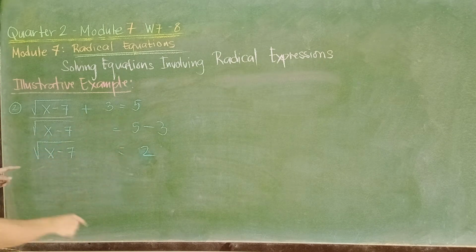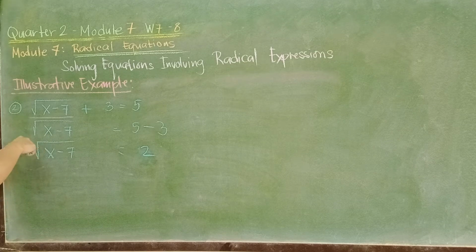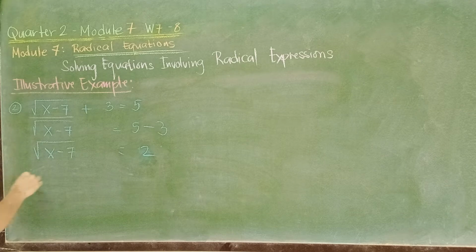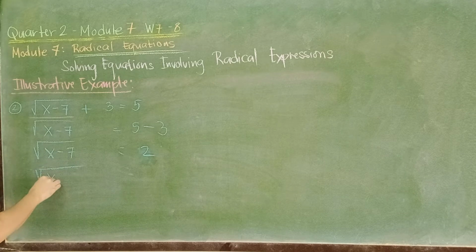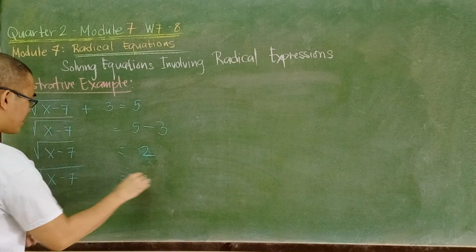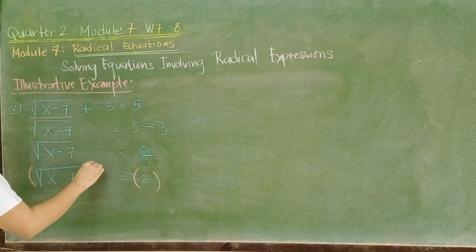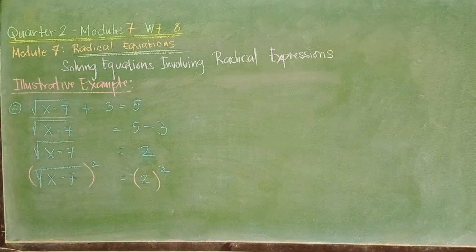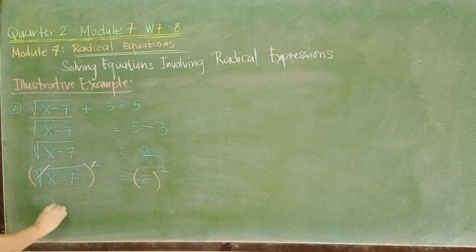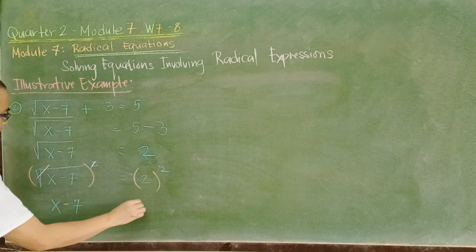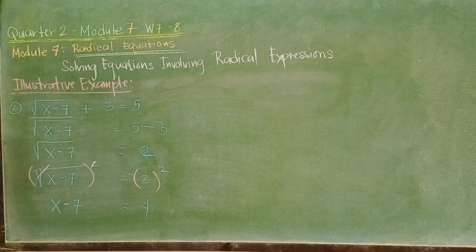Next is i-square natin yung both sides para makancel natin yung square root. So this will be raised to 2. So on this side, pwede nang i-cancel yung radical sign. So yung matitira na lang is x minus 7, and then 2 raised to 2, that is 4.